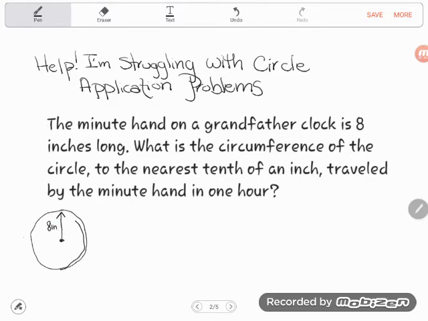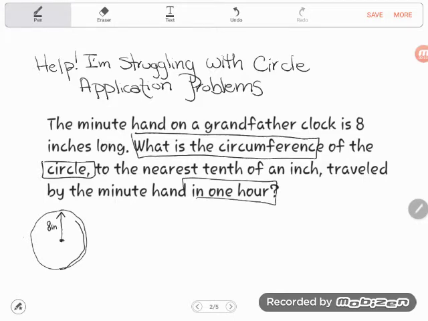And then what are they asking me for? They're asking me to find the circumference of the circle traveled by that minute hand in 1 hour. So hope you guys know that in 1 hour, the minute hand goes around once in a circle. Okay, so basically, how far is that minute hand going to travel? Well, it's going to travel in one circle. The outside of a circle is known as its circumference.